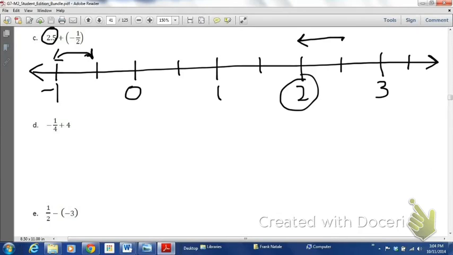Therefore, we could write it out this way even: 2.5 plus, and then if we wanted to match them up, just negative 0.5, which is the same as negative a half. And that of course equals 2. All right, see how those match up.